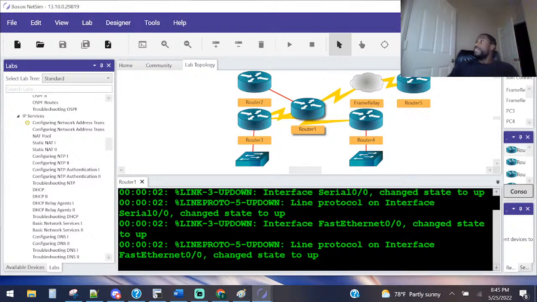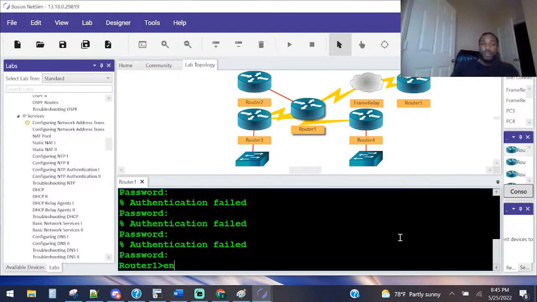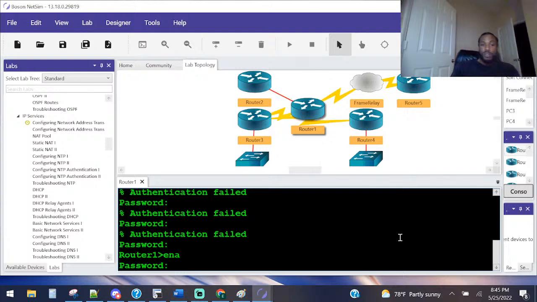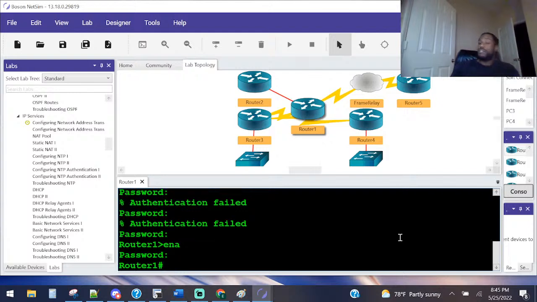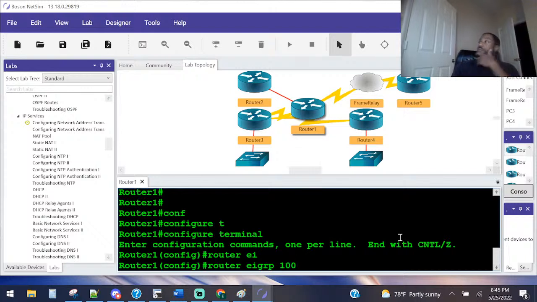So router 1, they said we need to configure EIGRP on 1, 2, and 3. The password, I believe, is probably going to be Cisco. Enable. No. It is. Let's see here. We'll go to global config mode. We say router EIGRP 100. That puts it in AS number 100.